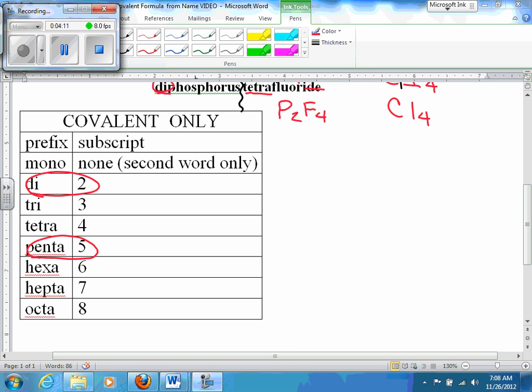Make note that these are the prefixes and subscripts that go together. Again, this is a video that's going to help you determine a covalent formula from a covalent name. My name is Karen Hill, and I sure hope I helped you out.